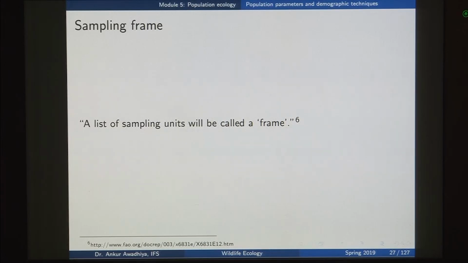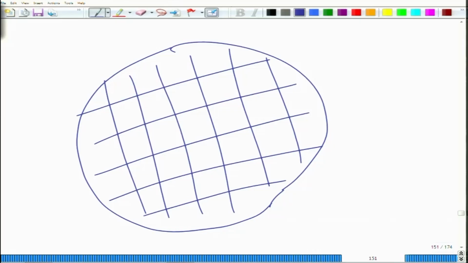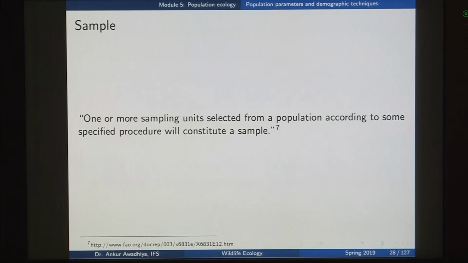A list of the sampling units is called a frame. So, in this case, if we say that we have all these grids 1, 2, 3, 4, 5, 6, 7, 8, 9, 10, 11, 12, 13 and so on. When we make a list of all of these, then we call it as a sampling frame, and from this sampling frame we pick up a sample. Now, a sample is one or more sampling units that is selected from a population according to some specific procedure to constitute a sample.